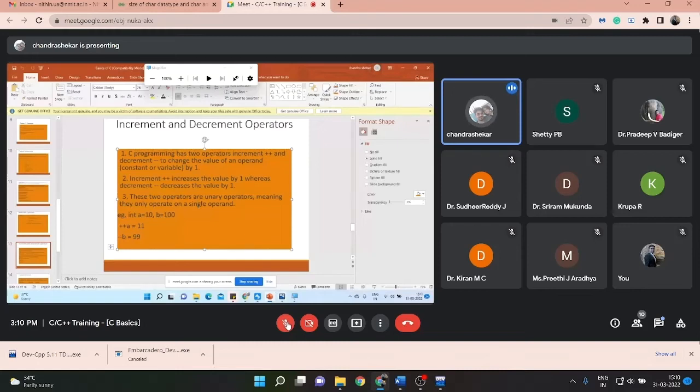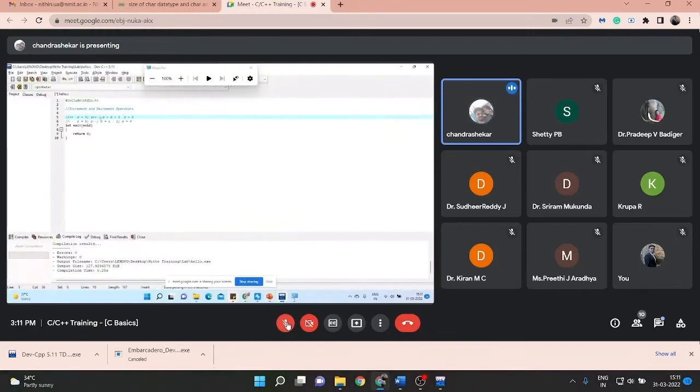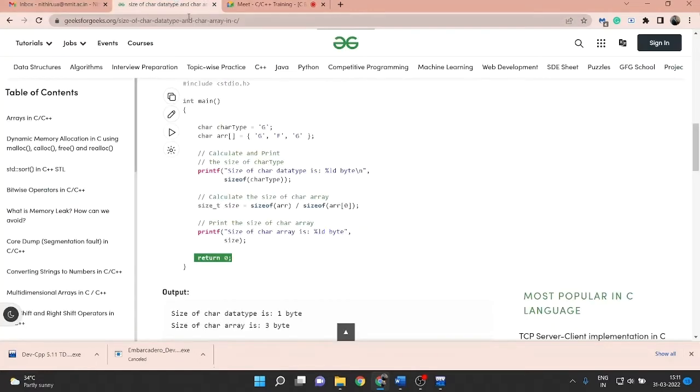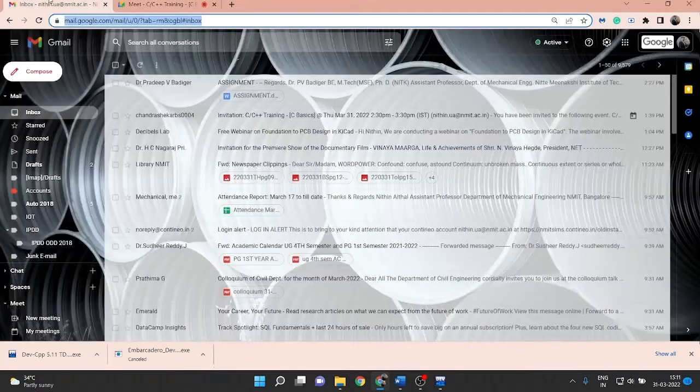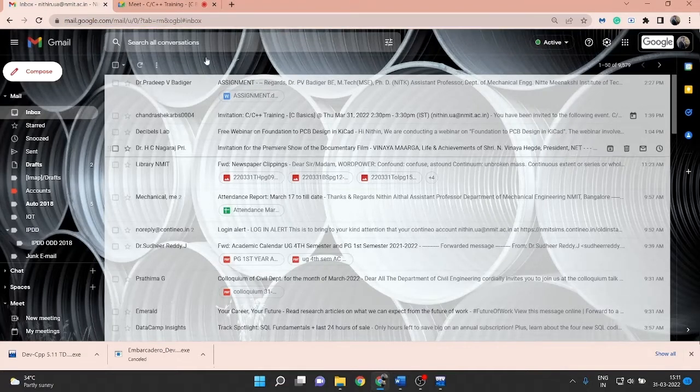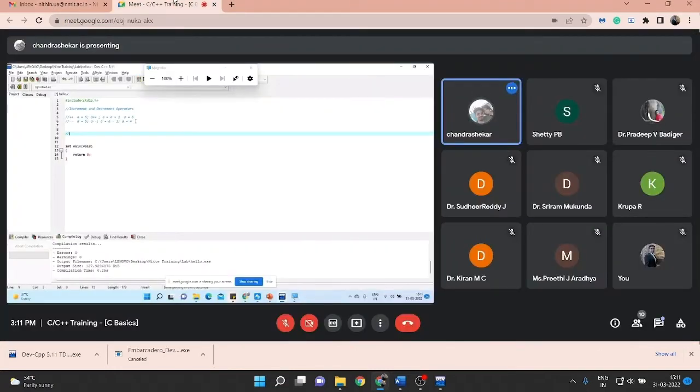We were discussing the increment and decrement operators, right? The increment increases the value by 1, and the decrement decreases the value by 1. There are two ways of using the increment and decrement operators. Keep this in mind, this will be very important.